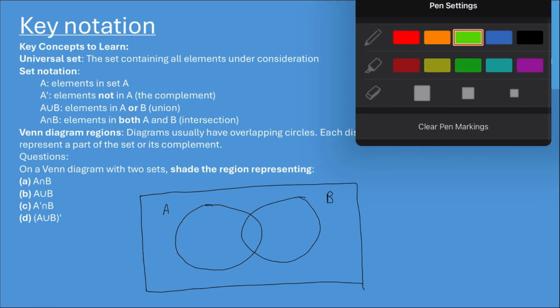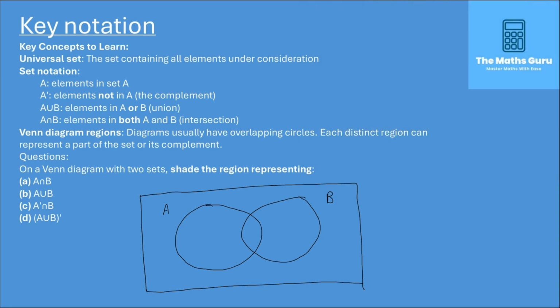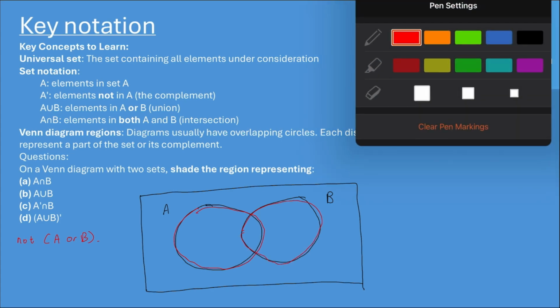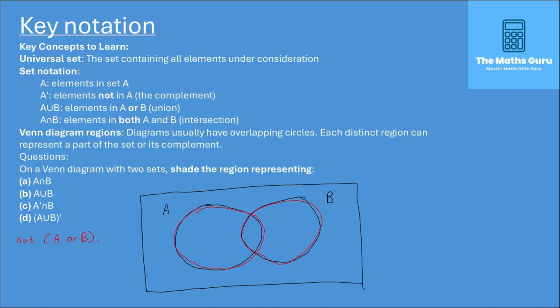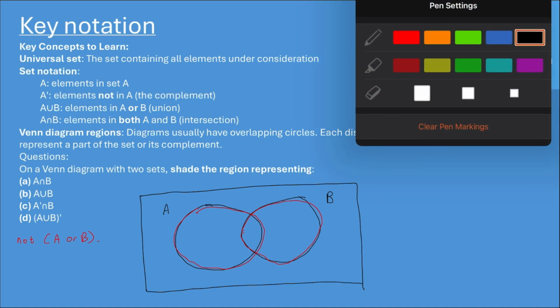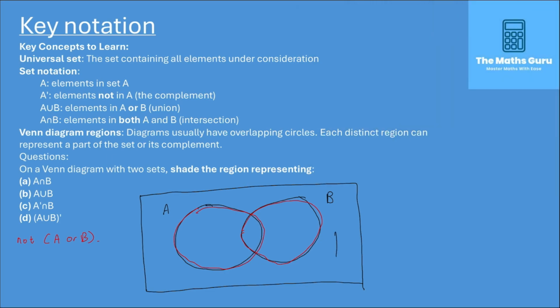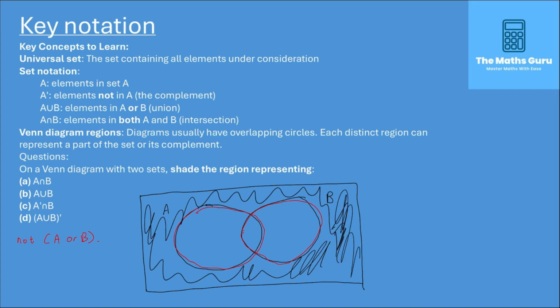Okay, now looking at the final one today, A union B to the complement. So this means not A or B. So if we're looking at A or B, if you remember, we said it's all of the elements, so all of this Venn diagram space, which falls into both of these circles. If we're to look at the complement or the opposite, we need to look at all the elements not within these two circles, which means it's going to be all the elements outside of the circles here as such. So all of the elements that fall outside of the two circles.